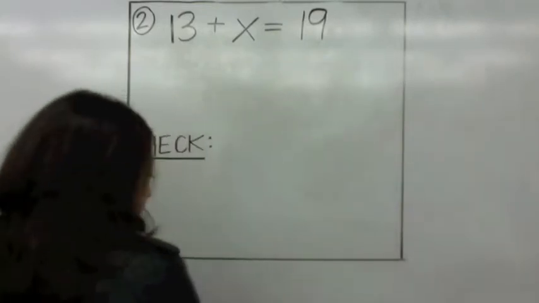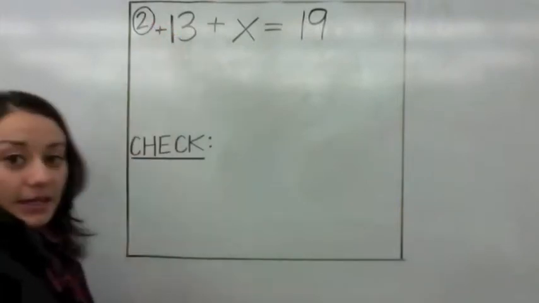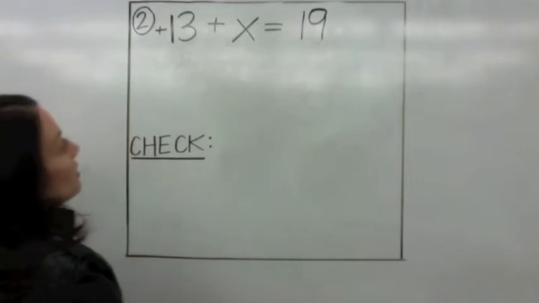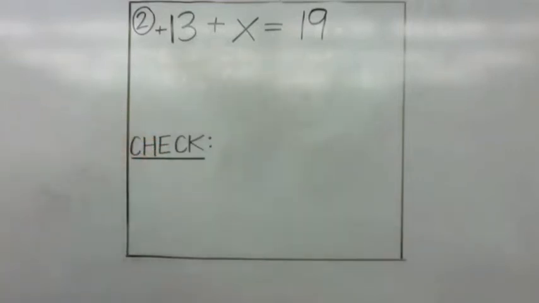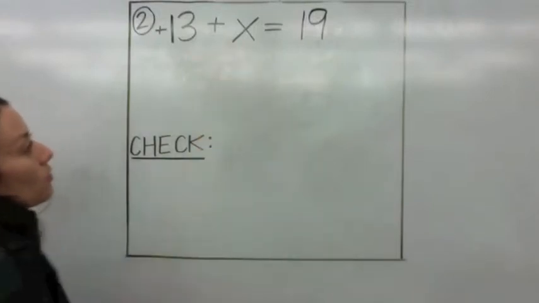So if you want to go ahead and make this a positive, that's fine, okay? Again, that is the same as saying x plus 13. So the equation is 13 plus x equals 19. So how do we now solve for x using algebra?